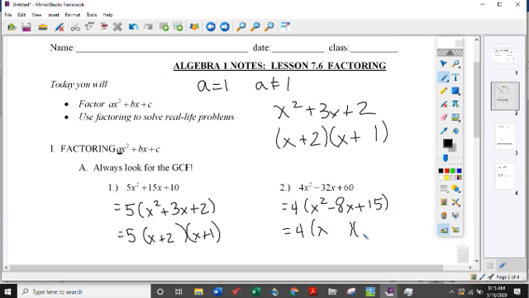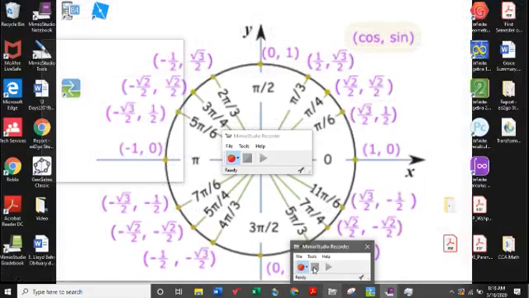X times x is x squared, and then I ask myself, what are the factors of 15 that would add to give me negative 8? Well, positive 3 plus positive 5 gives me positive 15, but so does negative 3 and negative 5. And now I have factored using the GCF. Now I'm going to stop that video and I'll do the rest of the examples in part 2.